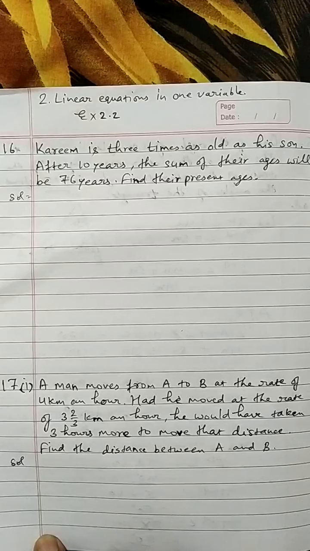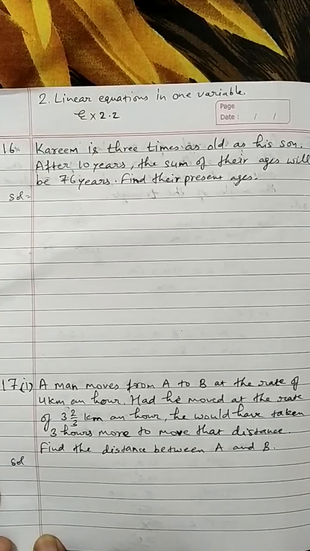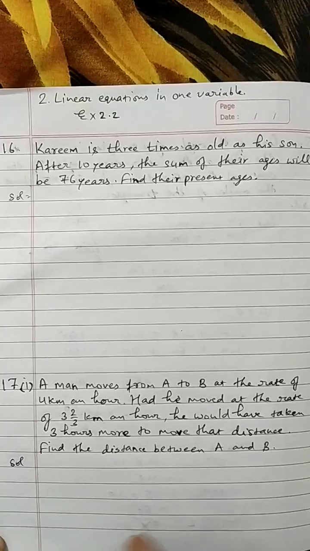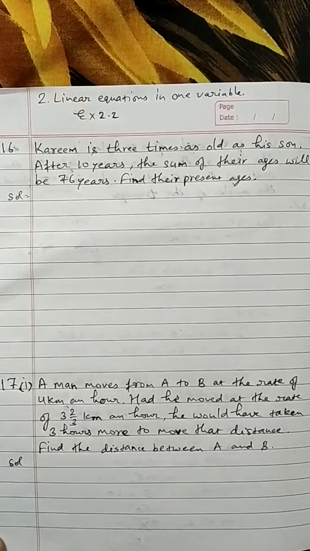Hello students, this is the last part of exercise 2.2 of our second chapter, linear equations in one variable. Today's first question is number 16. Kareem is 3 times as old as his son. So the son's age is at the base.